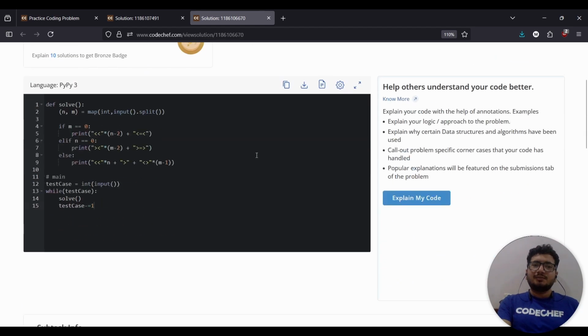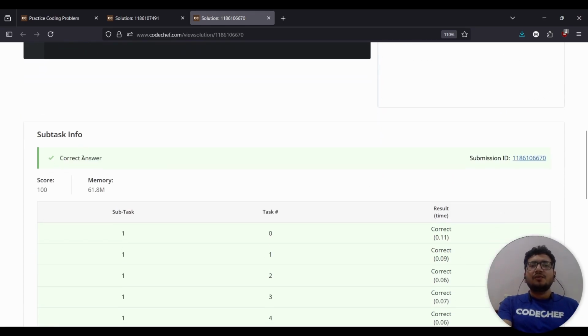Let's see how we can do this in Python. Again, for each test case, we call the function solve and take the input of n and m. For m equal to 0, that would mean that there is no greater than sign. So we print n minus 2 times the less than sign, and at the end less than, equal to, less than. Similarly, when n is equal to 0, it would mean that there is only the greater than sign, and when both of them are not 0, we print a combination as we have seen in our approach. At the end, we are able to find the lexicographically smaller string, and with this we have got an AC in both the C++ and Python implementation.